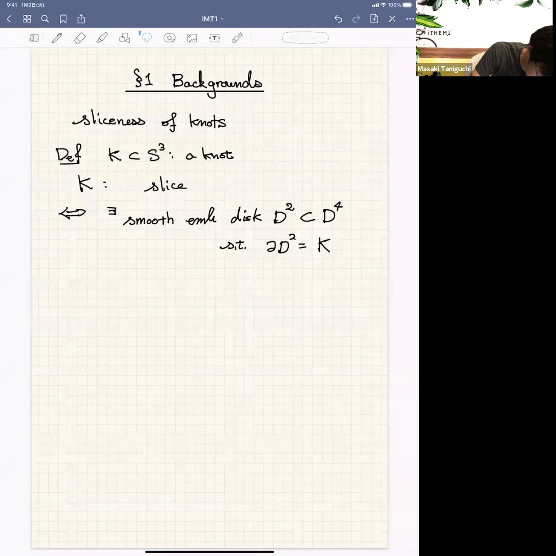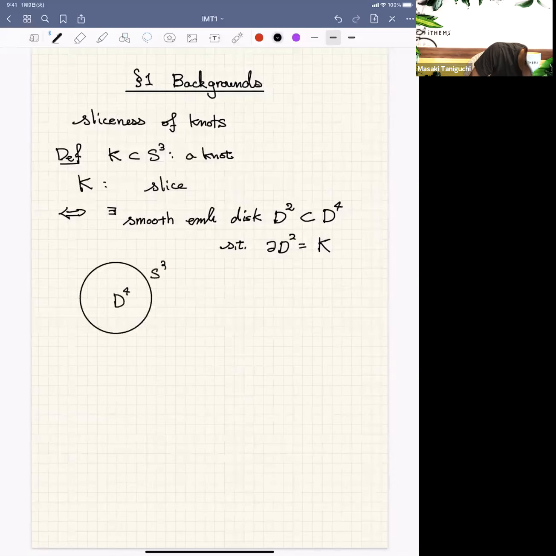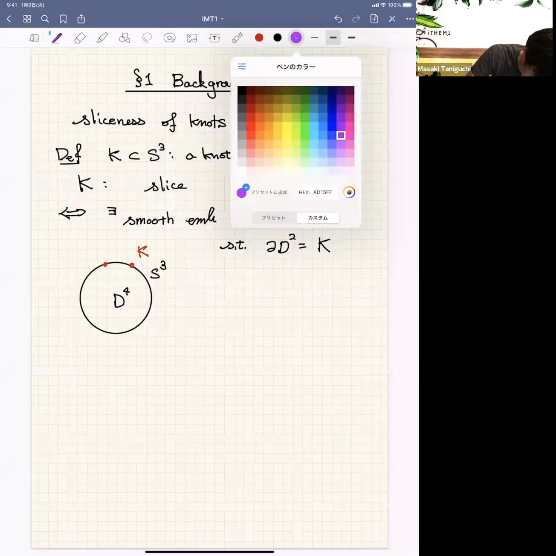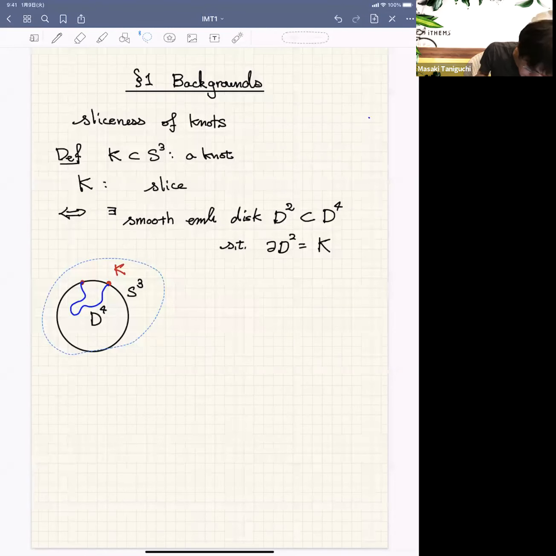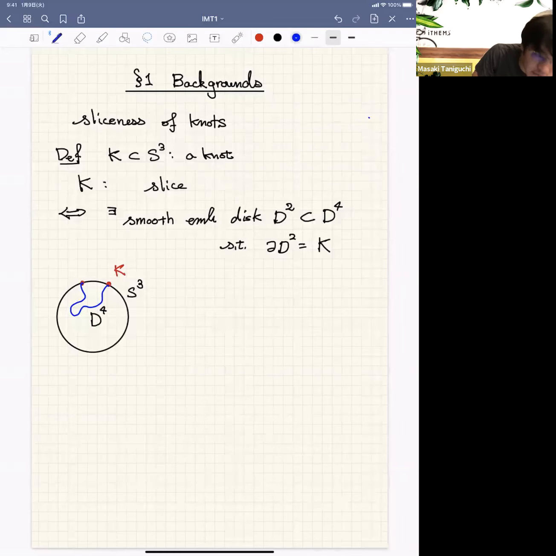The picture is this. As the boundary of D4, you have S3. On the boundary, you have a knot K. If this K bounds some disk like this, then such a knot is called a slice knot. And if this embedding is a locally flat topological embedding, then such a knot is called a topologically slice knot.